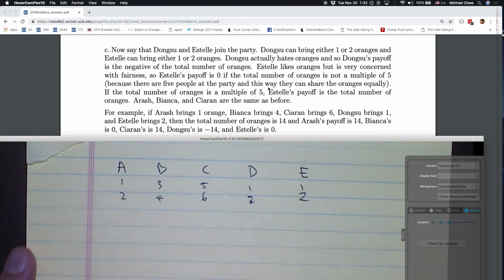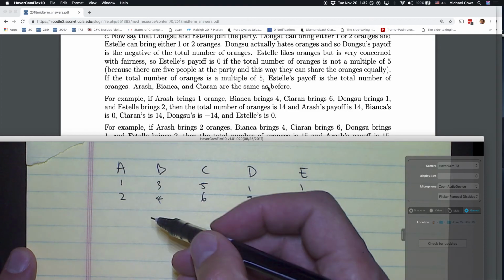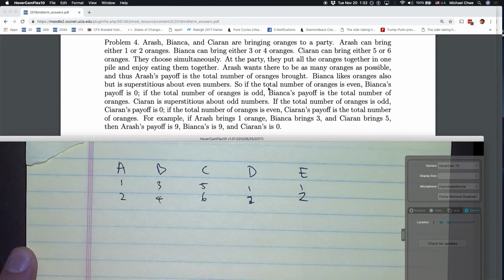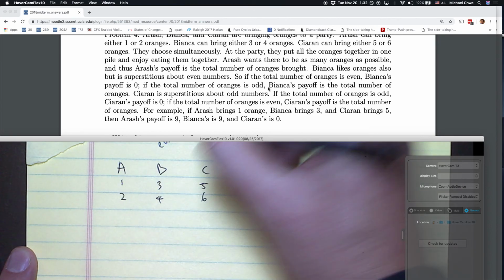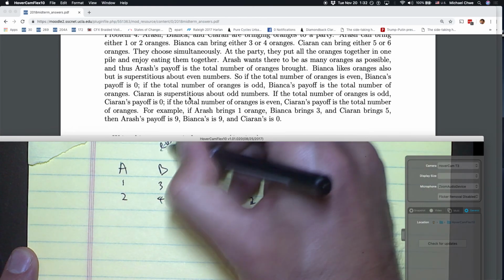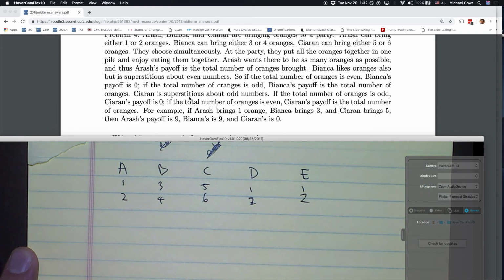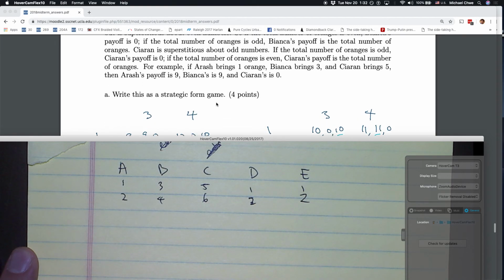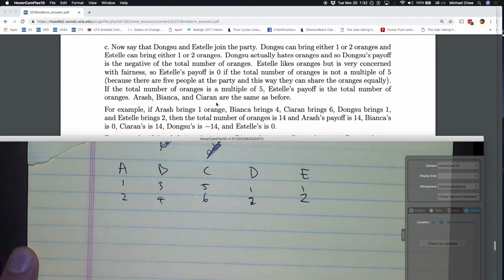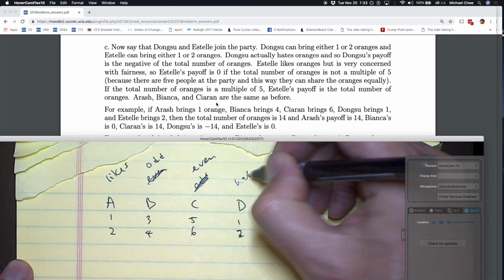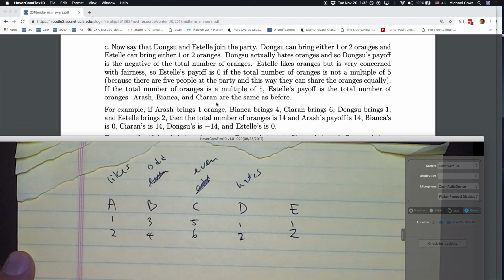Okay, so it's a complicated game. What is it? Bianca wants there to be an even number? Forgot. Yeah, Bianca wants even. If it's odd, she gets a 0. Sharon wants odd. Oh no, I'm going to take it back. Sorry. Sharon wants even, and Bianca wants odd. Is that right? Yeah, Bianca wants odd. Dongsu hates oranges. Arash likes, but Dongsu hates. And Estelle wants the number to be multiple of 5.